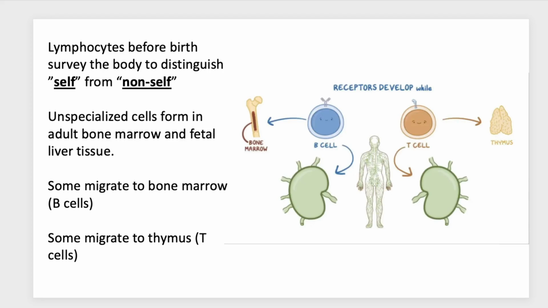Before birth, our lymphocytes actually are going to survey the body to figure out what is part of our body and what is not part of our body. That way, when we are infected with something, our body can recognize whether it's self or non-self. Unspecialized cells form in adult bone marrow and fetal liver tissue. Some migrate to the bone marrow, we call those B cells, and some migrate to the thymus, we call those T cells, for bone cells and thymus cells.